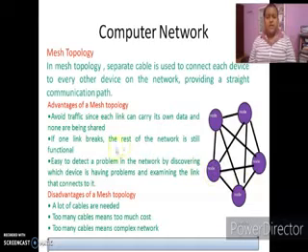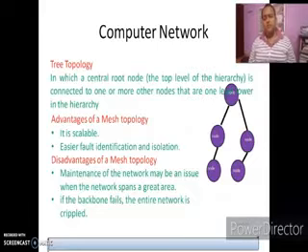Right? Easy to detect a problem in the network, as I already told you, if this node fails, we can detect it by discovering which device is having problems and examining the links connected to it. Now, disadvantages: a lot of cables are needed. Too many cables means too much cost, right? And it forms a complex network as the number of nodes increases.